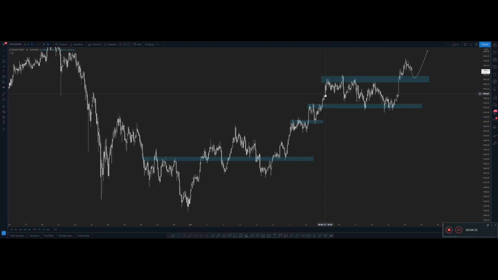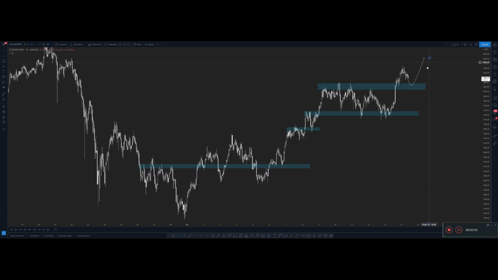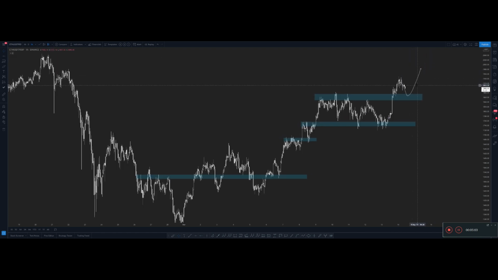And then again we broke out, again we came to this consolidation, we tested it as support, again we broke out. So again this resistance will act as a support now, and again we will break it out. Or if we consolidate here, let's see what price action would come in future. As of now this would act as a support, and from here the market should bounce back. So this is one way of marking your support and resistance.